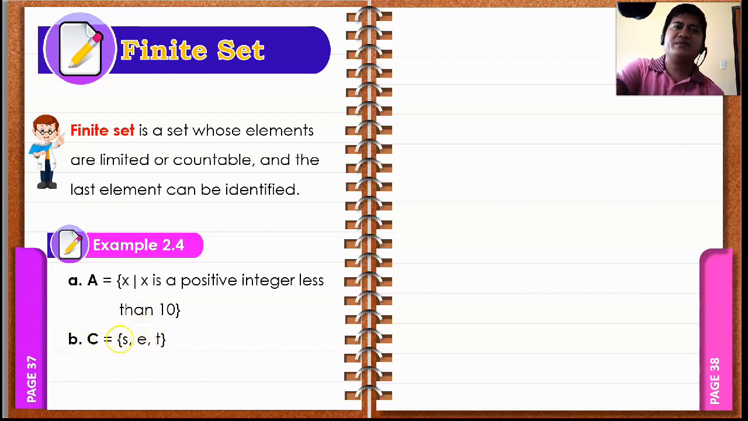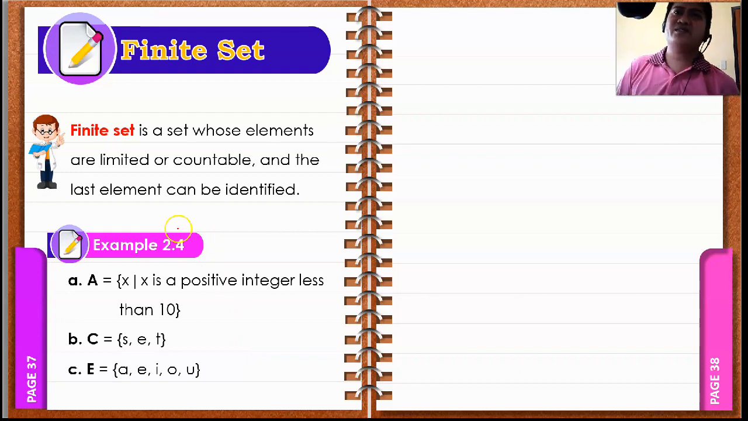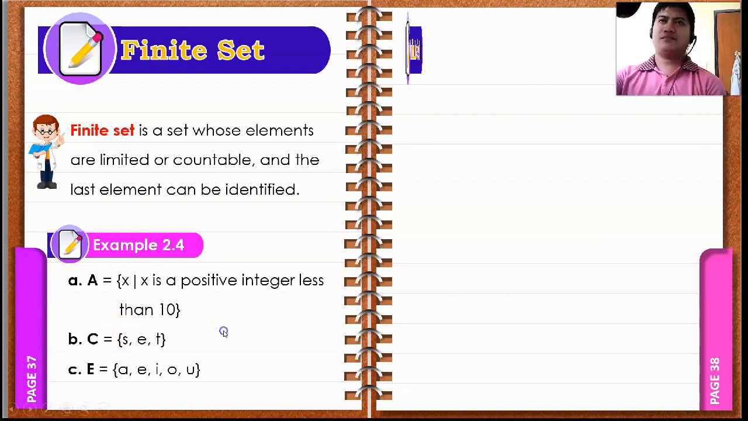Another example, we have set C, so there are 3 members. We can count. Then this set E is A, E, I, O, U, so there are 5 elements. That is an example of a finite set. Those elements are countable and we can identify what is the last element of the given set.